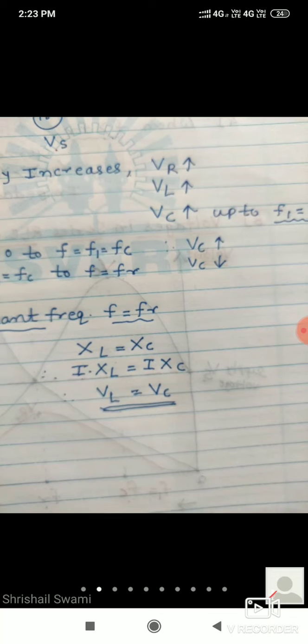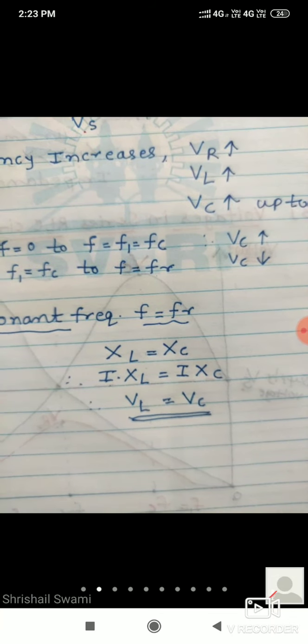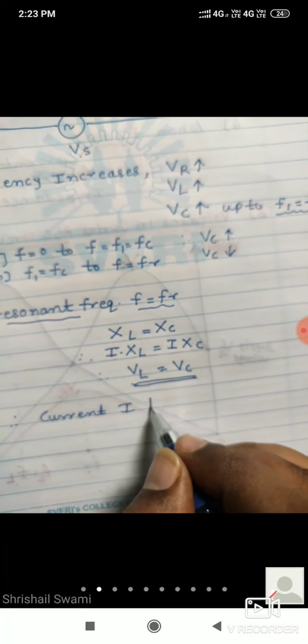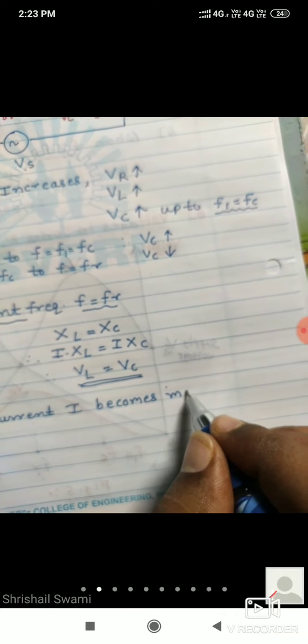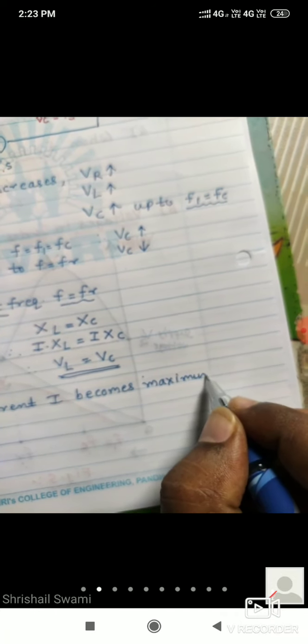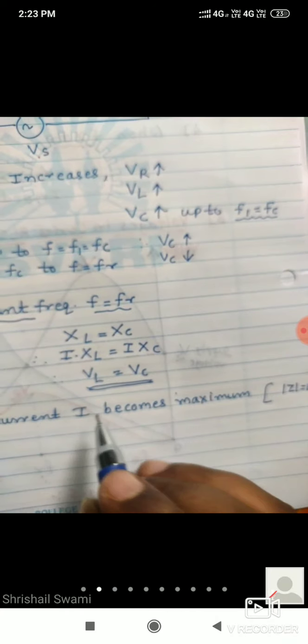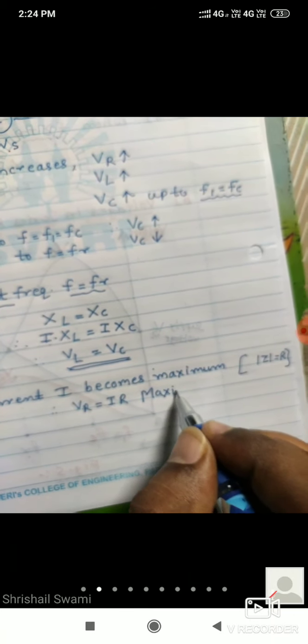The voltage across the capacitor and the voltage across the inductor become equal in magnitude, but 180 degrees out of phase here. So at resonant frequency, the current I becomes maximum. Why does it become maximum? Because the value of Z becomes minimum, that is Z is equal to R. As current I becomes maximum, VR is equal to I into R, which also becomes maximum.